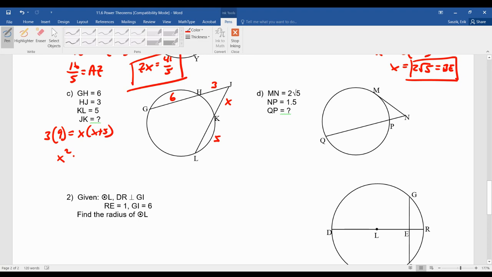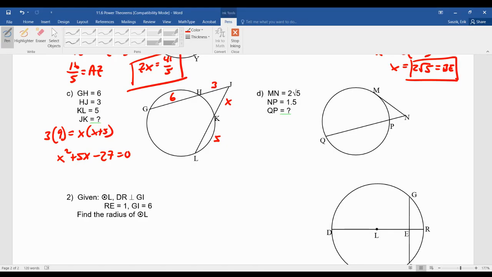Now, if I distribute and set it equal to 0, I'm going to get x squared plus 5x minus 27 equals 0. Now, no matter how hard you try on that, it's not going to factor. You're going to have to use quadratic formula on that. I'm not going to show that, okay? You can do quad form yourself if you like. You should get x equals 3.27, rounded, of course, which is our JK.